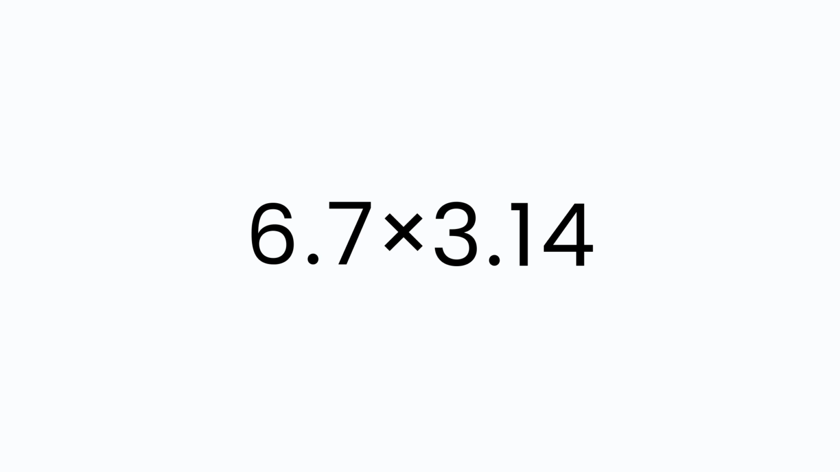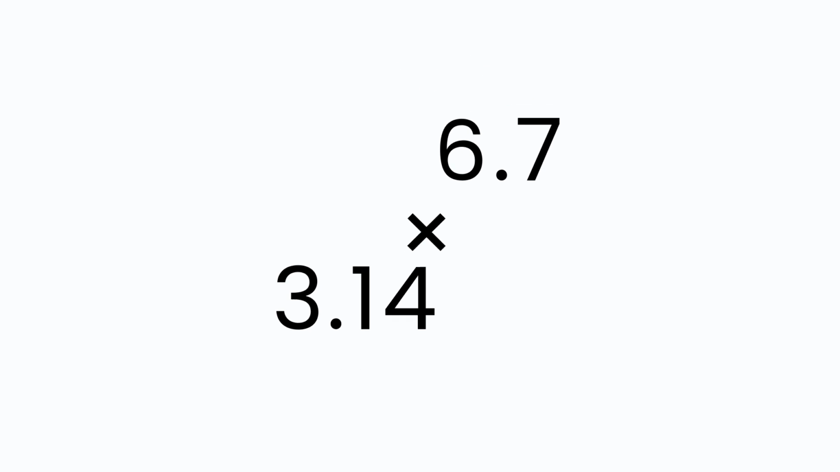Say you want to solve 6.7 times 3.14. 6.7 has one decimal place, and 3.14 has two. So they have a total of 3 decimal places. This means that the final answer of 6.7 times 3.14 must have 3 decimal places. This is a rule which you must remember.